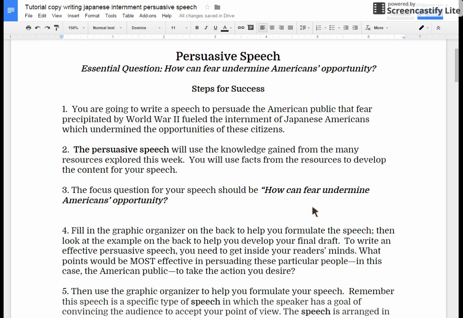As a reminder, the essential question that's the driver for your persuasive speech is: how can fear undermine Americans' opportunities? In this case, you're going to write from the perspective that fear can undermine Americans' opportunities, and it took away the opportunities of Japanese Americans who were interned during World War II after the attack on Pearl Harbor.